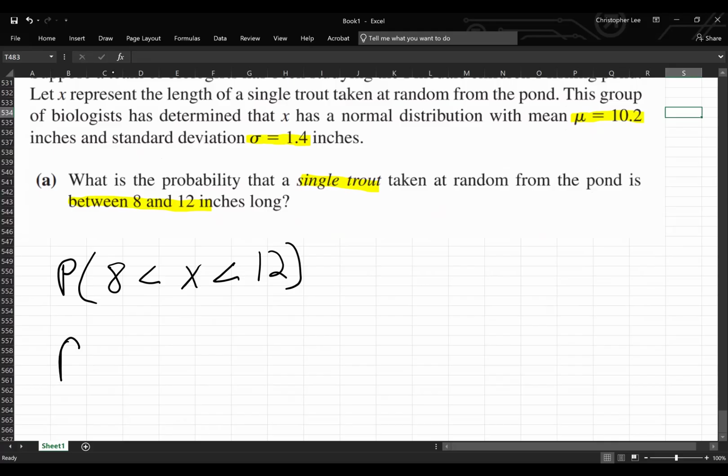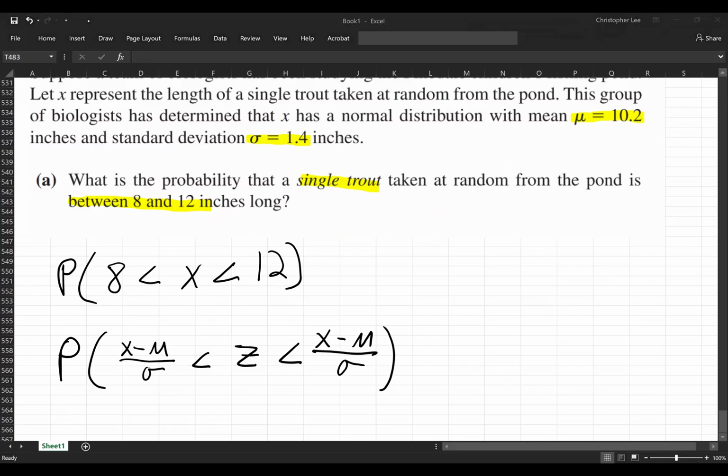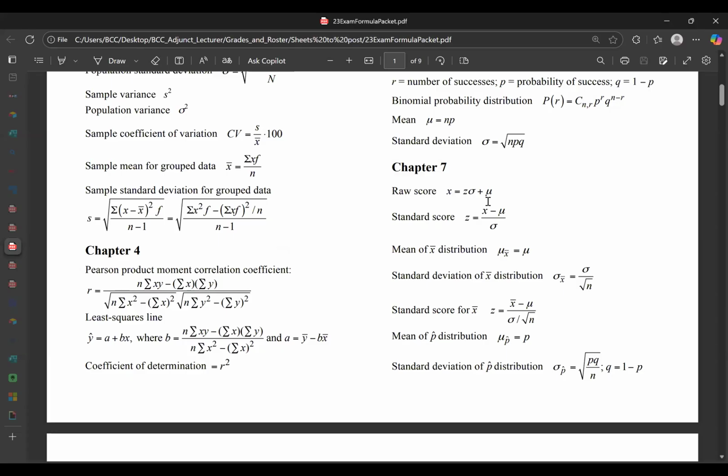So this is going to become the probability of (8 minus mu) over sigma less than z less than (12 minus mu) over sigma. Now, let's recap. Where did I get that formula from? It looks like I just made it up, but I didn't. I copied it right from the formula sheet. Y'all know I'm on the computer, so I could look at things while I'm writing. You see right here where it says standard score? That's the formula that we just used: x minus mu over sigma.